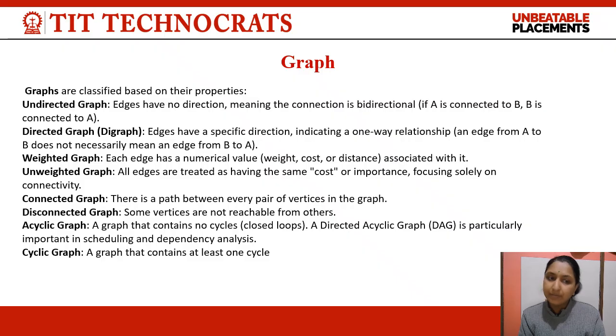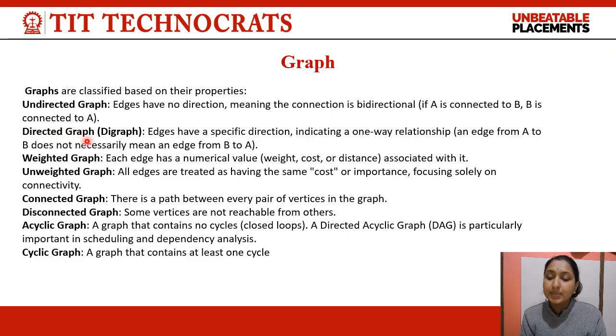Basically, a graph is classified in so many ways, as you can see here. This is an undirected graph, where the edges have no directions, right? No directions, neither incoming nor outgoing. It means these connections are bidirectional. It can move from A to B or B to A, right? If A is connected to B and B is connected to A.